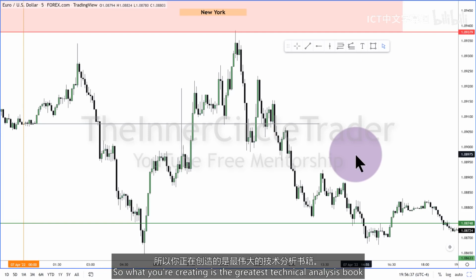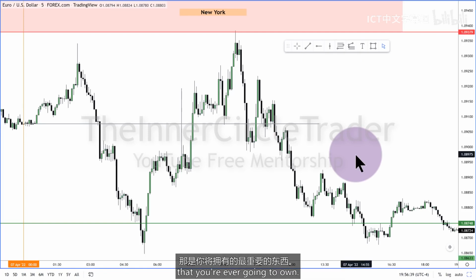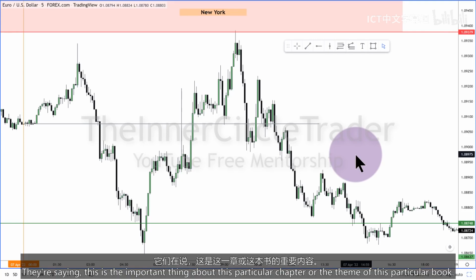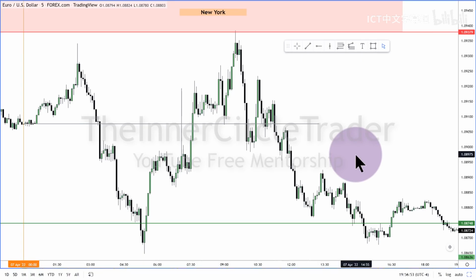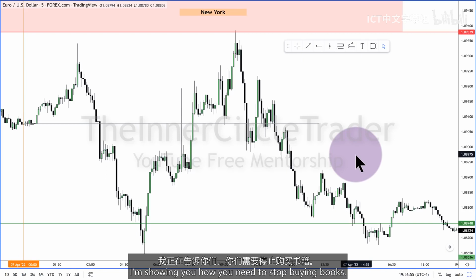So what you're creating is the greatest technical analysis book that you're ever going to own. And you're doing it in your own words, with your own work. Because when you buy a book, what are you getting? You're getting snapshots of something, where they're saying, this is the important thing about this particular chapter or the theme of this particular book. I'm showing you how you need to stop buying books.